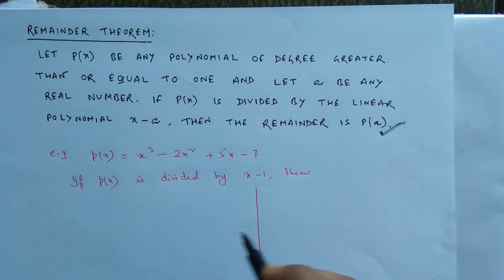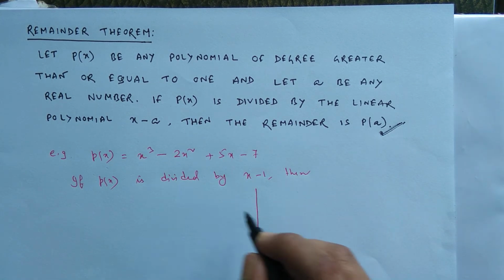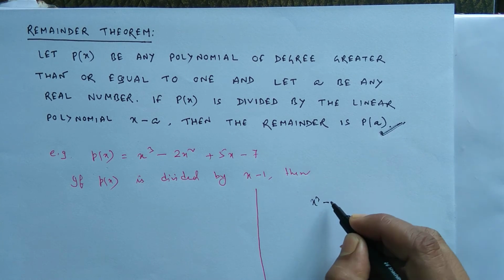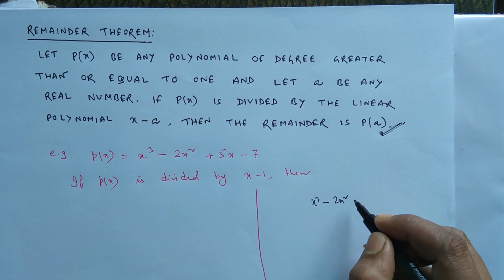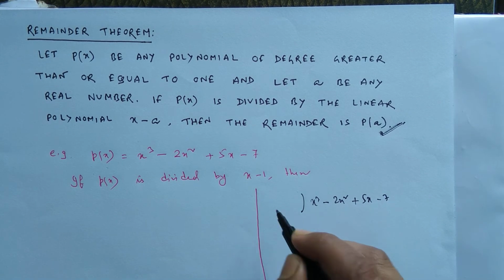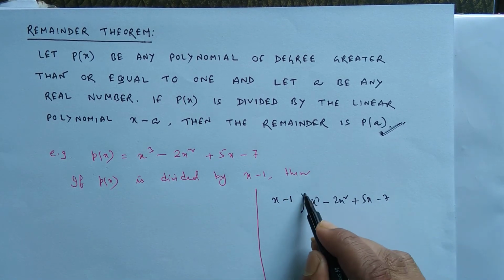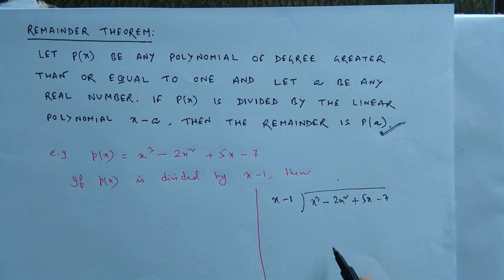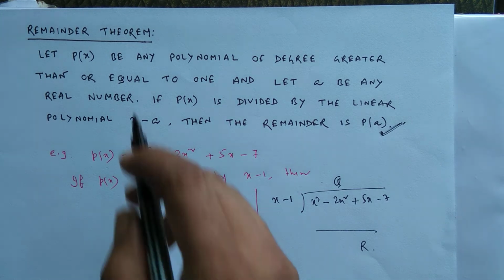I am taking an example. Suppose you have a polynomial p of x equal to x cube minus 2x square plus 5x minus 7, and suppose you have to divide it by the polynomial x minus 1. So we can continue the long division, and then get the quotient and the remainder. Now the remainder theorem says that without doing this long division, we can get the remainder simply by using the remainder theorem.